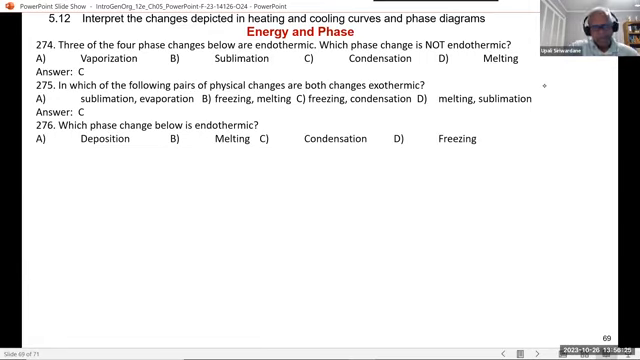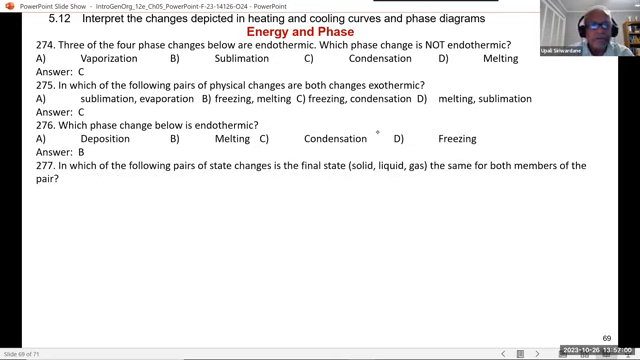Which phase change below is endothermic? Deposition is exothermic, gas becomes solid. Melting is solid to a liquid, which needs energy. Therefore, it's endothermic. Condensation is exothermic. Freezing is exothermic. The only correct answer we got for endothermic is melting.